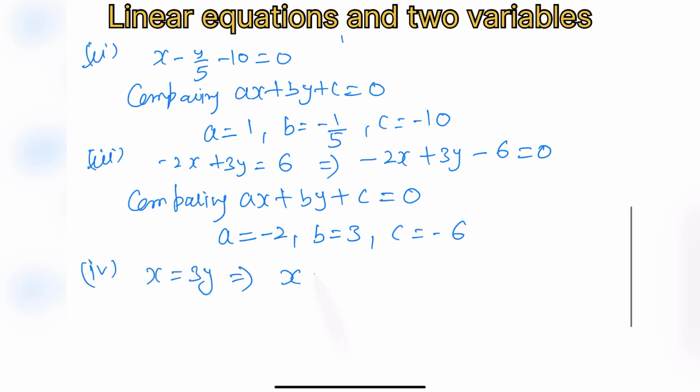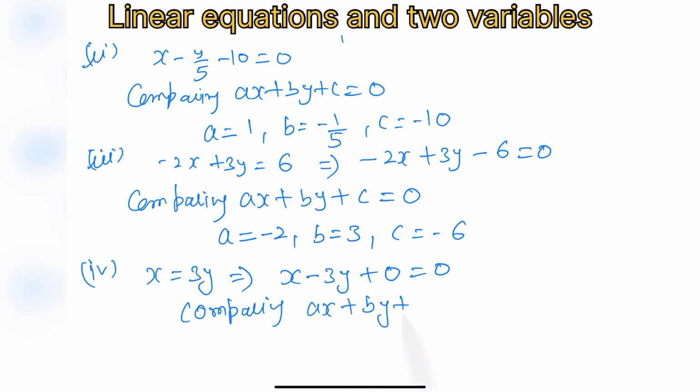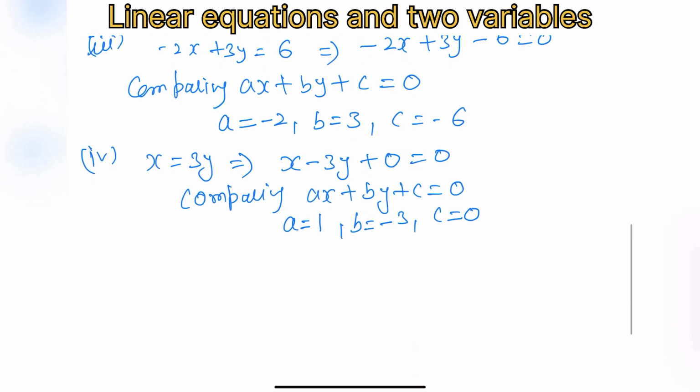So rearranging this equation, x minus 3y, you can write plus 0 is equal to 0 because we don't have c here. Now comparing this equation with ax plus by plus c is equal to 0. So value of a here is 1 because with x there is no coefficient we are able to see, so it means value of a is equal to 1 and b is equal to minus 3 and value of c is equal to 0. Hence we found the values of a, b and c.